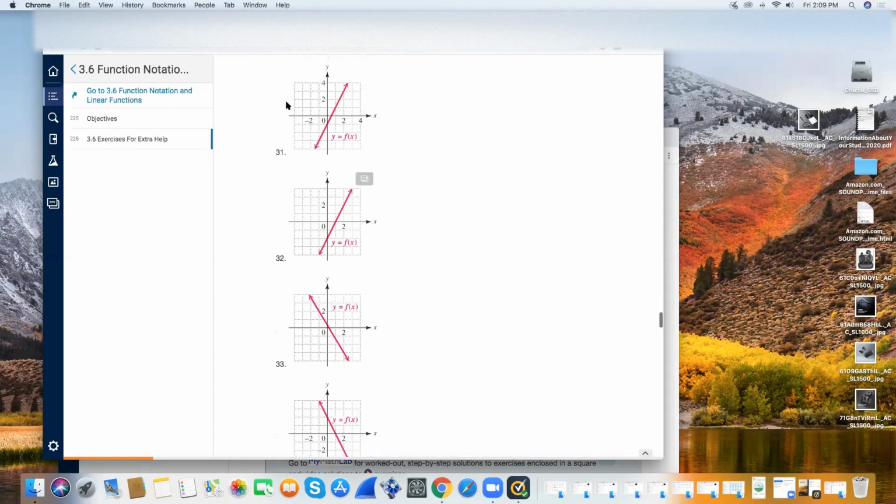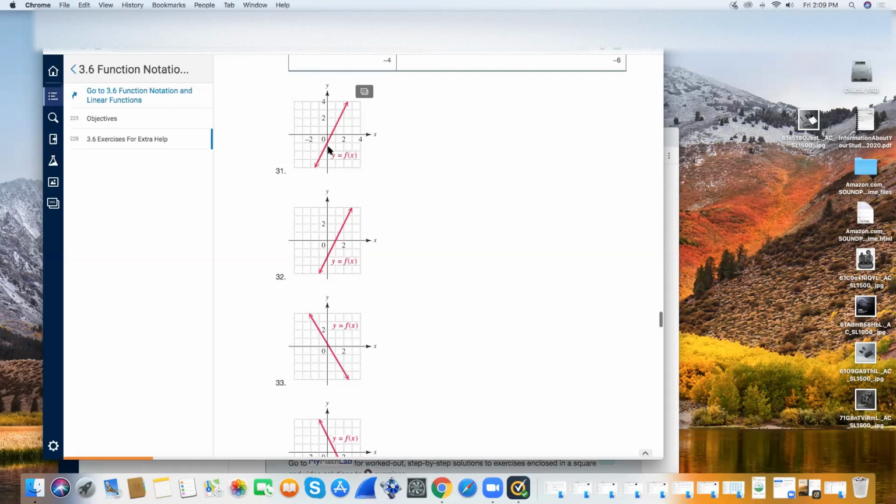Let's find F of -1 in 31. So we first have to find the -1 on X, right? First you find the X here. Where do you find X = -1? Right there, and then we go down, and Y is gonna be -3. That's right. So -1, -2, -3.